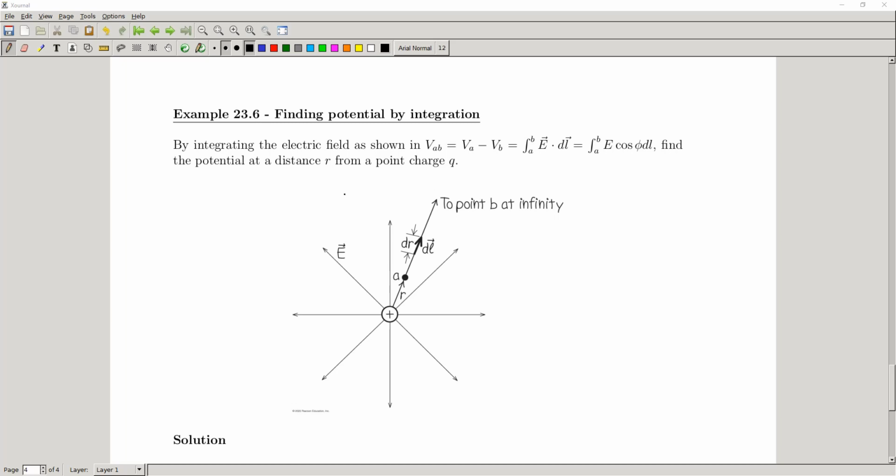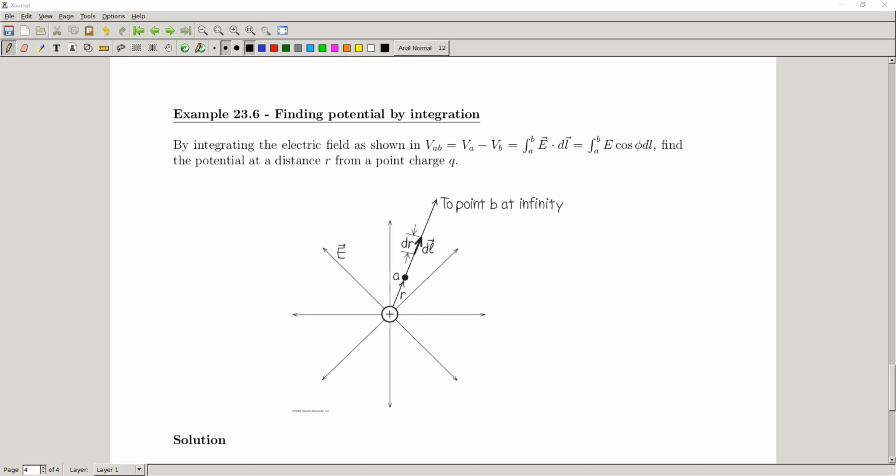Okay, and from the textbook we have this nice diagram here. We have our charge sitting at the center here, at some distance a. This is where we want to find our potential. We're setting the zero potential at infinity at b. So we're going to end up integrating out from our r here all the way out to infinity.